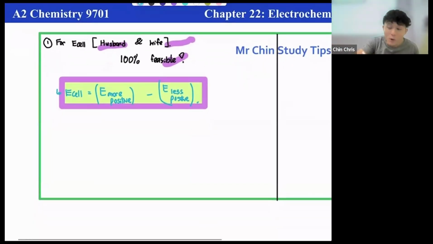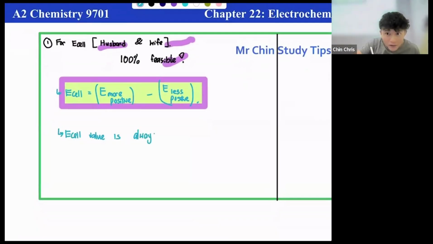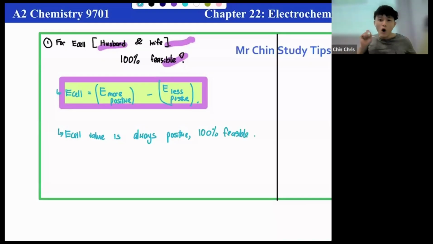So when you apply this formula, the E cell value is always positive. Remember, 100%, if you use this formula, no matter what value you sub in, it will always be feasible. So don't use the wrong formula. The formula matters. You have to identify from the question what it is telling you. Is it a husband and wife, or a girlfriend and boyfriend?